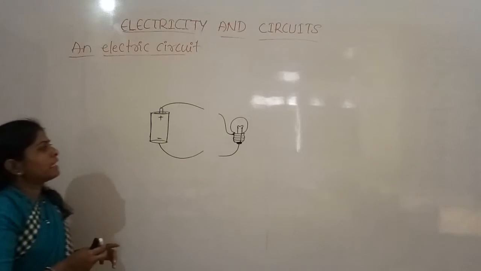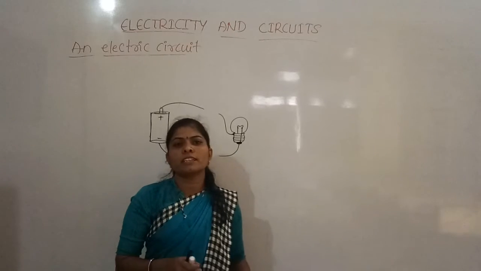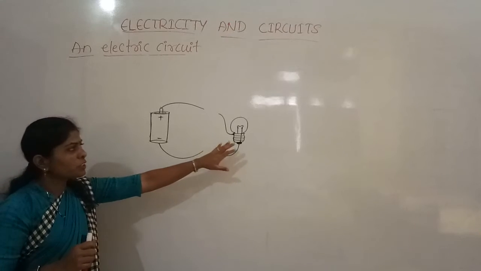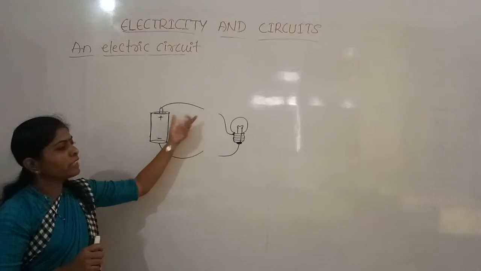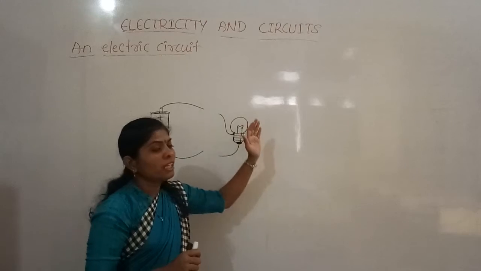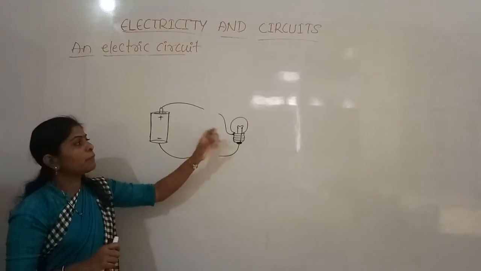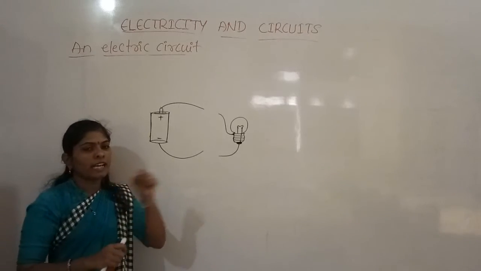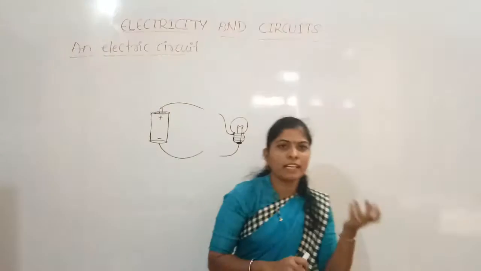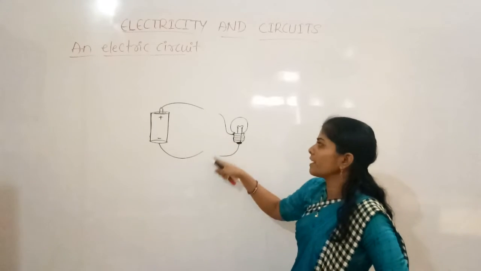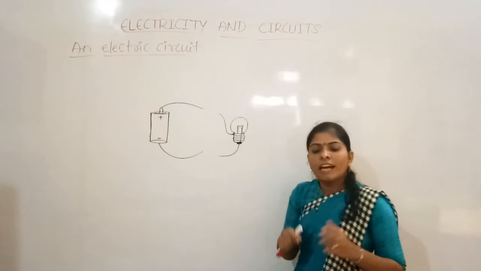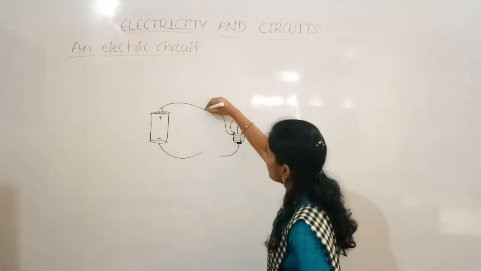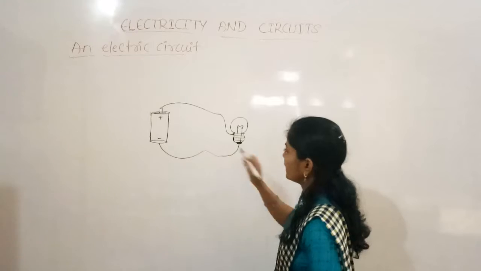So in yesterday's class we have discussed the conditions when it is switched on, when we connected it, when the bulb will glow and when it will not. These all the ends, the terminals, they are connected.